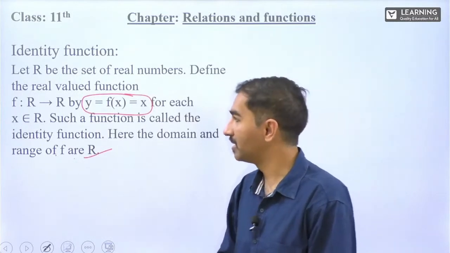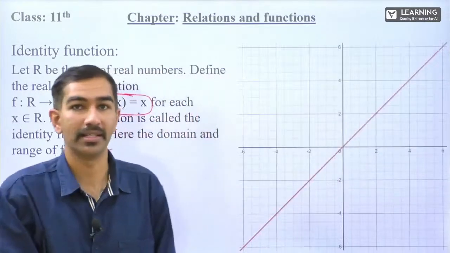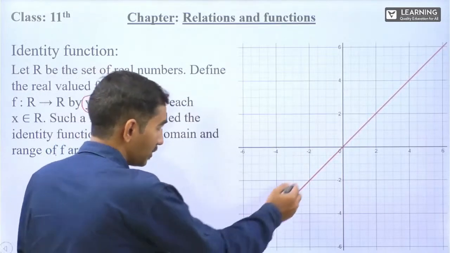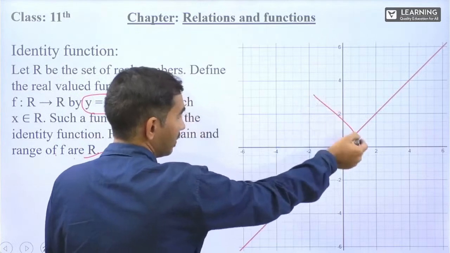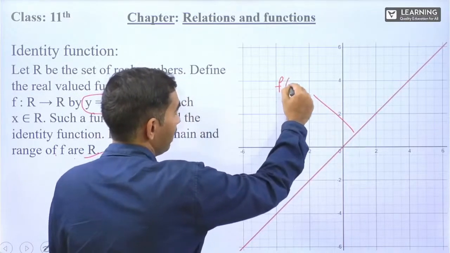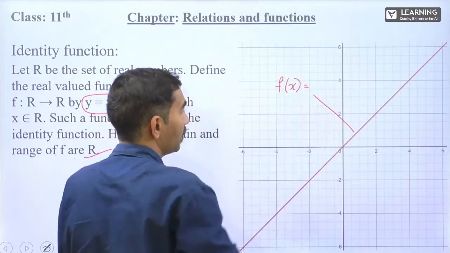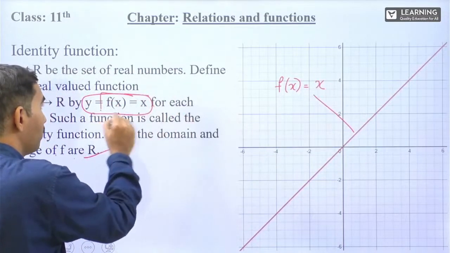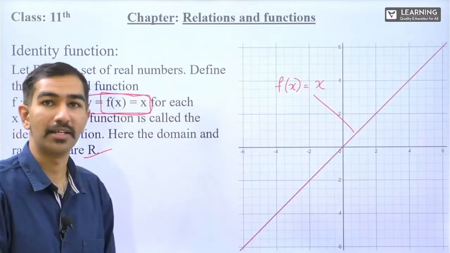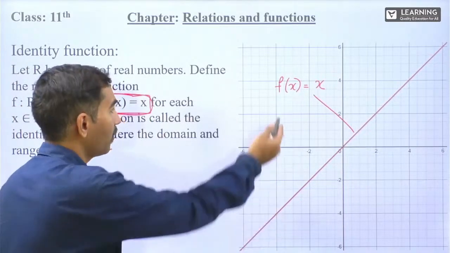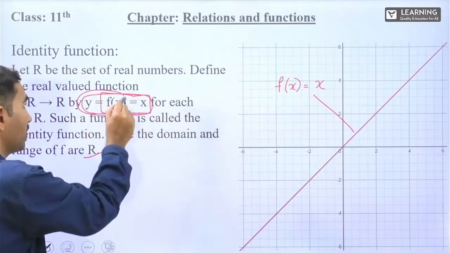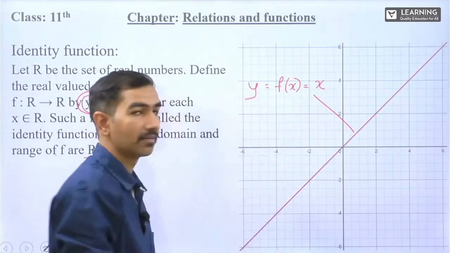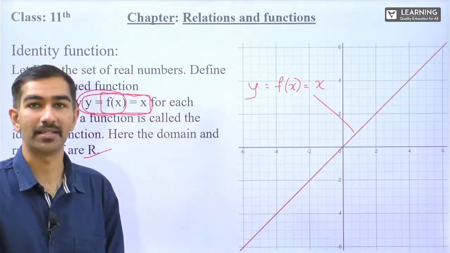To understand this, we'll go to the graph here. This is nothing but the identity function. This is a function, students. What is f of x? f of x is equal to x. That is what is given here. Understood? Here you can see f of x is nothing but y. So y is equal to f of x.